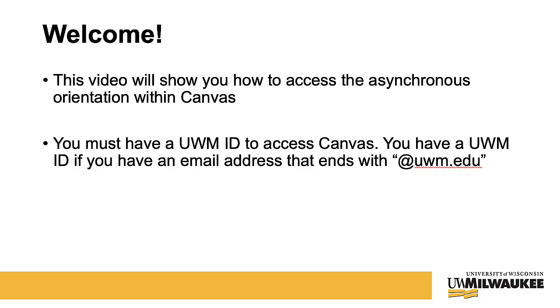used Canvas before. In order to access Canvas, you must have a UWM ID. That means you have a UWM email account, or an email account that ends in @uwm.edu. If you do not yet have a UWM email address or UWM ID, you must contact your department administrator or your supervising instructor to get one before you can access any content within Canvas. That out of the way, let's start working through accessing the new TA orientation.